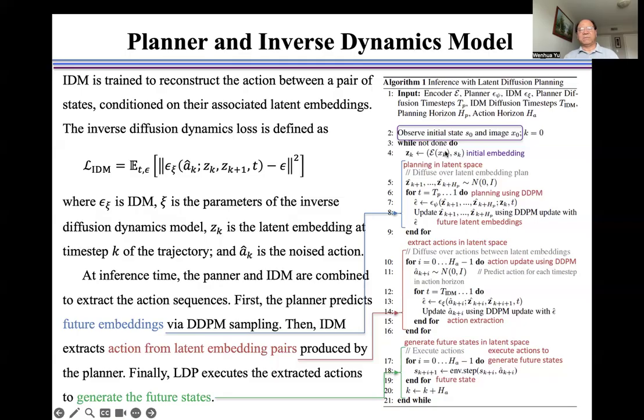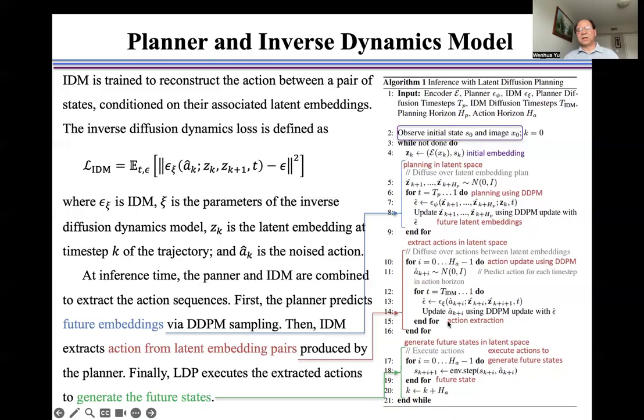Pseudocode of LDP is shown here. First, the planner predicts the future embeddings via DDPM sampling. As we observe the initial state and image x0, we then calculate the embedding using the encoder E. And then we do the planning in the latent space and get the future latent embeddings, Z hat, as shown here. Then the IDM extracts the action from latent embedding pairs produced by the planner, as shown here.